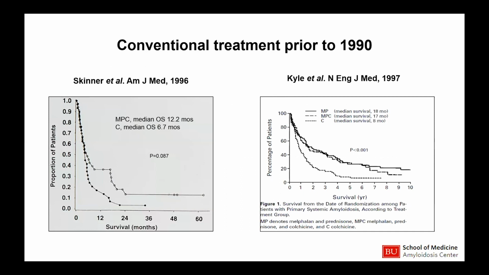Prior to the 1990s, 2 randomized pivotal clinical trials were considered the conventional treatment. The one was run by Dr. Skinner at Boston University Amyloidosis Center, and the other one was run by Dr. Kyle at the Mayo Clinic. Oral melphalan and prednisone improved survival of patients with AL amyloidosis with a median overall survival of 12 to 18 months. However, this form of treatment, oral melphalan and prednisone, rarely resulted in complete hematologic response, organ responses, and long-term survival.